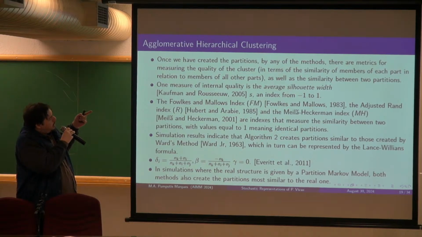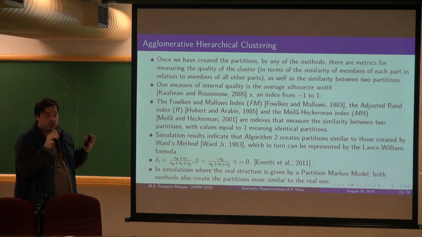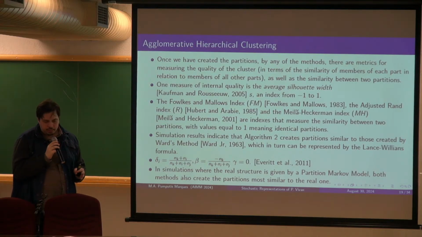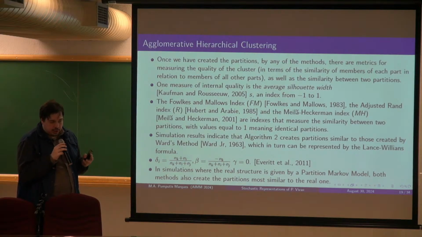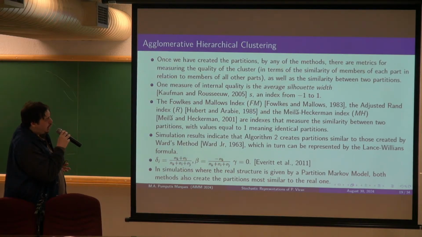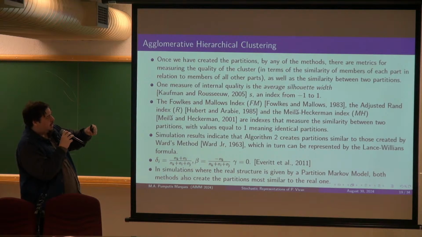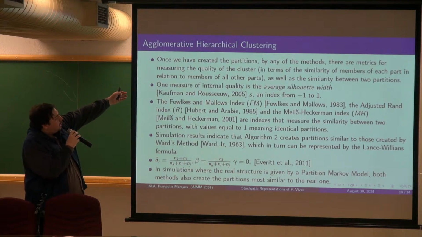Once we create the partitions, we have metrics to measure the cluster quality in terms of similarity of the members to each other and in relation to other parts, right? So first we have an internal quality measure, which is called the average silhouette width. That's an index that goes from -1 to 1. If the values are negative, the clustering is bad. If the values are positive, there is a cluster structure there, right? Because this measures the similarity of indexes that are in the same cluster in relation to elements that are outside the cluster. And so this is an internal quality measure.